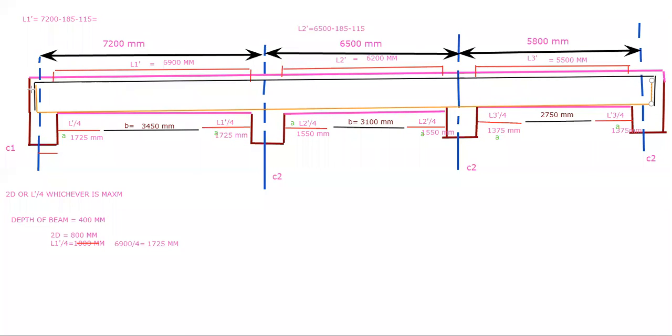Always keep in your mind that this will never go inside. Stirrups will never go inside the column. It will remain stopped here only, it will stay till here only, okay?